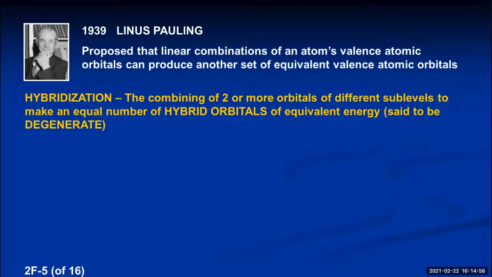This process has a name. It's called hybridization. It's the combining of 2 or more orbitals of different sublevels to make an equal number of hybrid orbitals of equivalent energy. And orbitals of equivalent energy are said to be degenerate. So the combining of 2 or more orbitals of different sublevels to make an equal number of hybrid orbitals of equivalent energy.